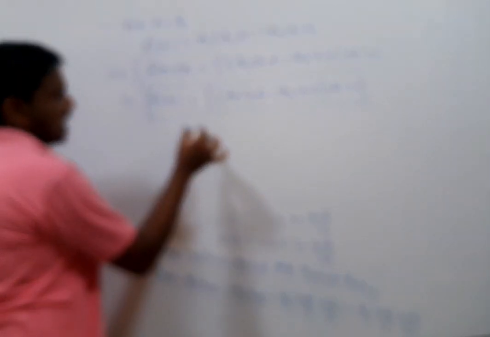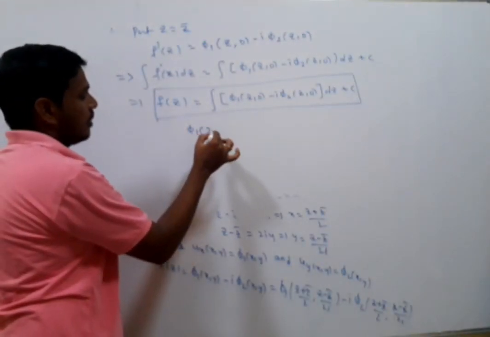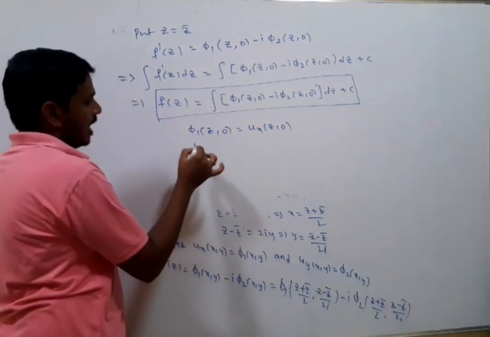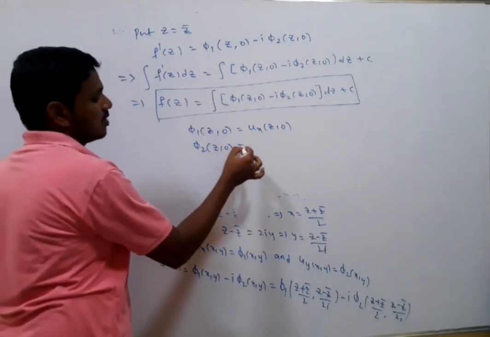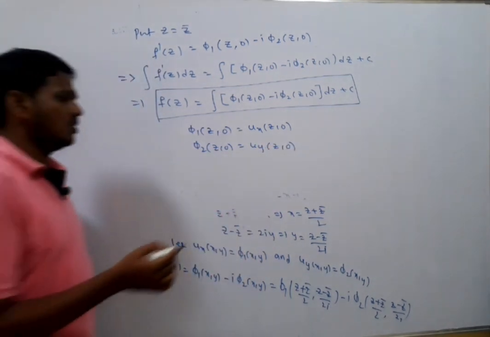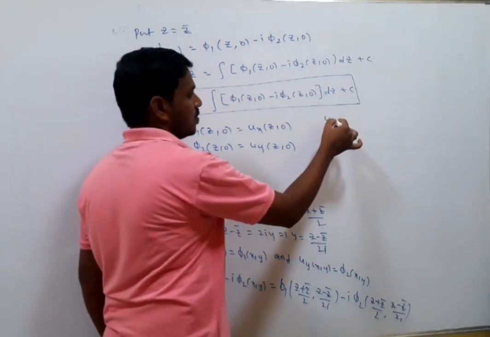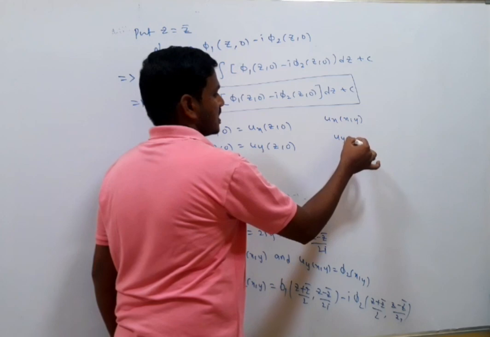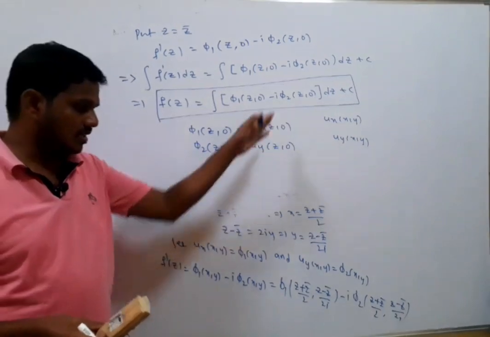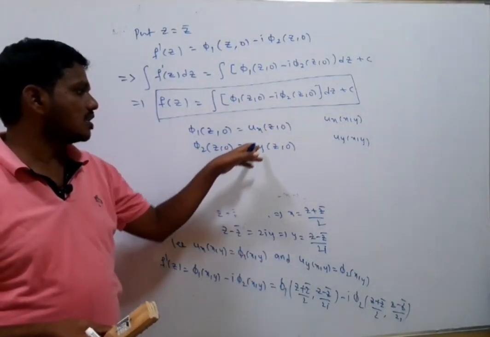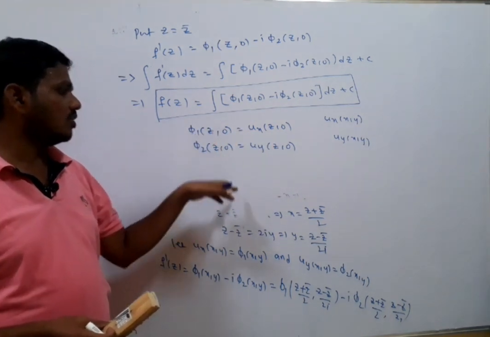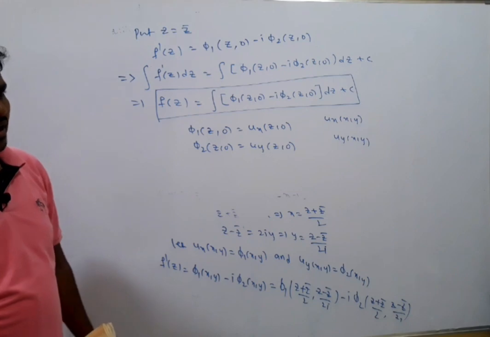But pi 1 of x comma y is equal to ux of x comma y, no? Pi 1 of z comma 0 is equal to ux of z comma 0 and pi 2 of z comma 0 is equal to uy of z comma 0. If you replace u from the given function, you will get ux of x comma y and uy of x comma y. If I take x equal to z, y equal to 0, not directly, this is the procedure, you will get ux of z comma 0, uy of z comma 0. They can be taken as pi 1 of z comma 0, pi 2 of z comma 0. You will get the required analytic function.